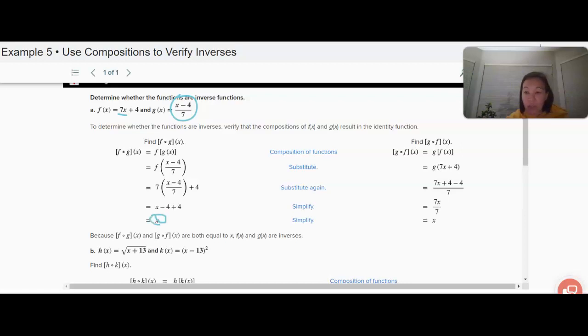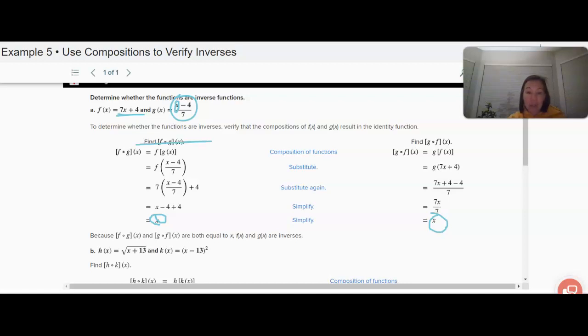Now over here, g of f of x means I'm going to replace this x with f of x. So that's what's done here. That'll be 7x plus 4 minus 4, divided by 7. And again, when this is all simplified, what do we get? X. So when you compose a function with its inverse, because this one multiplies and adds and this one subtracts and divides, they essentially cancel each other out and you're left with just an x. Those two functions, when we compose them, undo each other, and we have x in both cases.